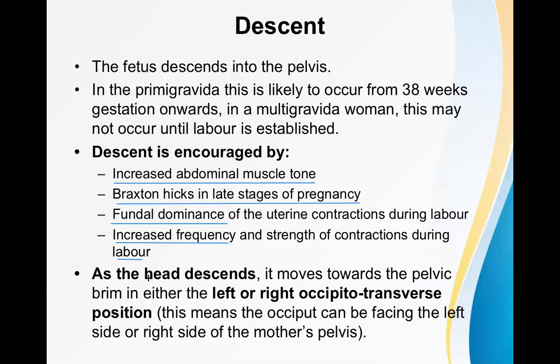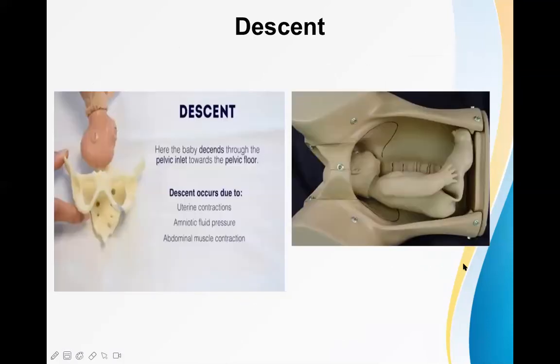As the head descends, see that very important point, it moves towards the pelvic brim in either the left or right occipito-transverse position. This means the occiput can be facing the left side or right side of the mother's pelvis. Many times I already discussed this, because that is the highest or biggest diameter in the pelvic inlet. That's why the head is attaining occipito-transverse position. This is the descent.